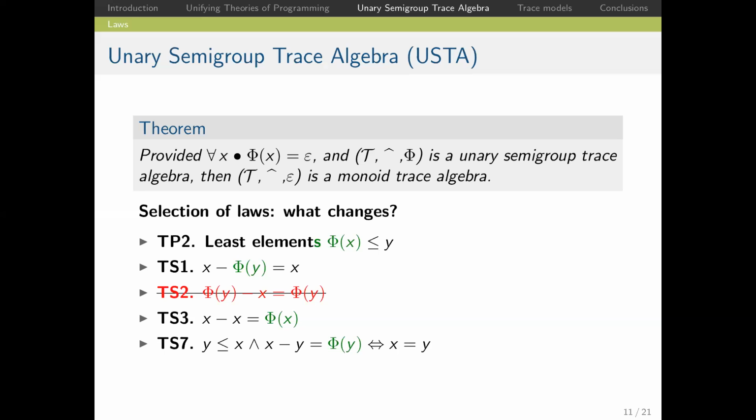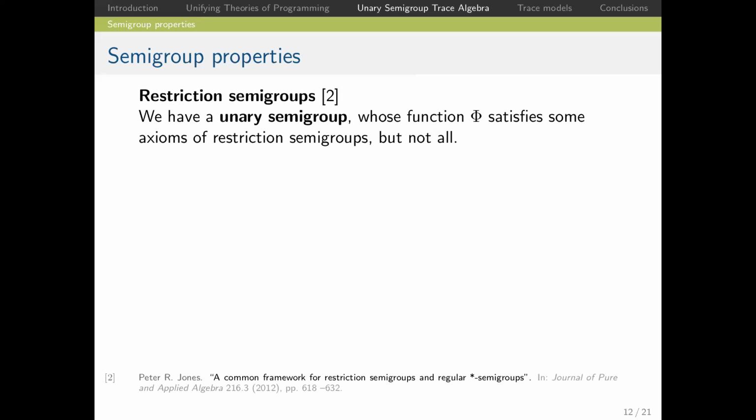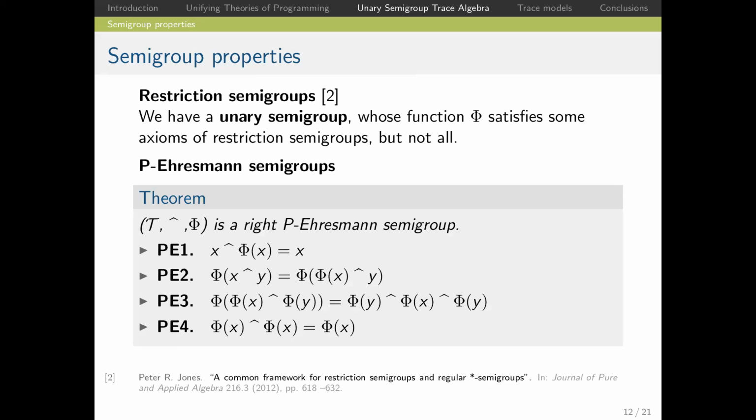So now, is this structure that unique? I struggled a while looking at the literature in semigroup theory to see what this construct yielded. So we actually have this unary semigroup whose function phi satisfies some of the axioms of restriction semigroups, but not all. So in the paper, I go into a bit more detail on this. But surprisingly, it satisfies a known class of semigroups, which is called a Wright-P-Hirschman semigroup, and that means satisfying the following axioms. So more details about this in the paper, but what's comforting about this is actually this is not as unique as I thought.